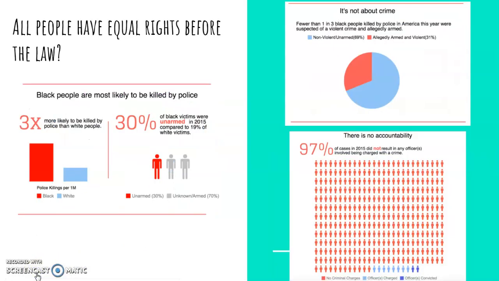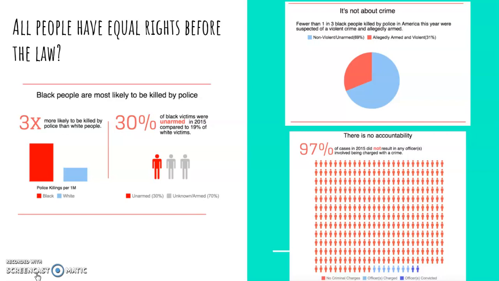All people have equal rights before the law. Do all people have them? So if you look at other rates, you can look at how many different ethnicities are more likely to be killed by police. Black people are 3 times more likely to be killed by police than a white person, okay? And that's per 1 million people. 30% of black victims are found to be unarmed, okay, when they looked at the data in 2015, compared to only 19% of white victims.